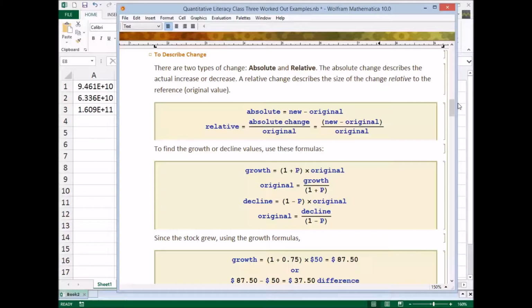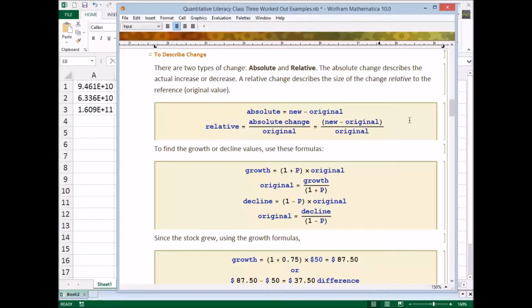So there are two formulas. To calculate the absolute change, you just subtract the original from the new. To figure out the relative change, the formula is absolute change over original, or using the formula above, it will be (new minus original) divided by original.